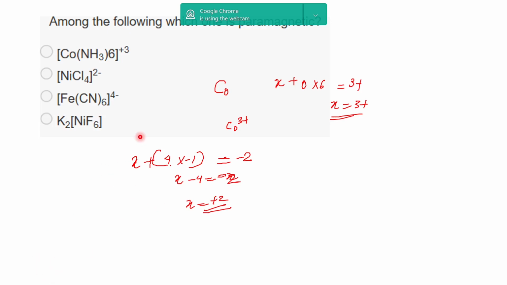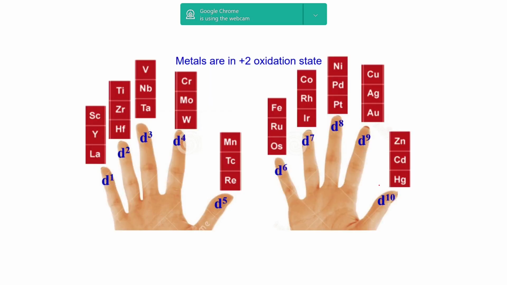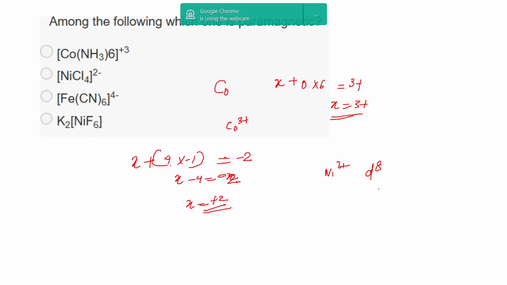So nickel is in plus 2 state here. The number of electrons in d is 8, as I showed here. Nickel in plus 2 state has d8 electrons. Now you have to look at the coordination number. It is 4, so it can be tetrahedral or square planar. Normally for 3d elements it is tetrahedral, but one exception is nickel with coordination number 4, in which case it will be square planar.